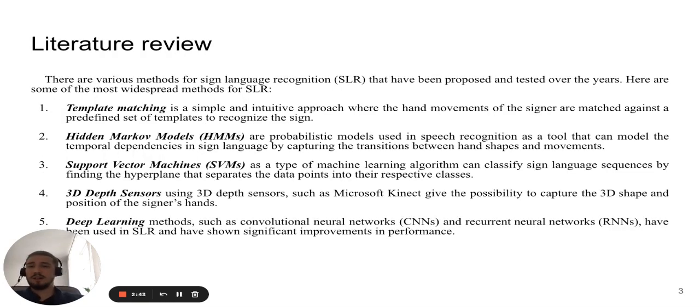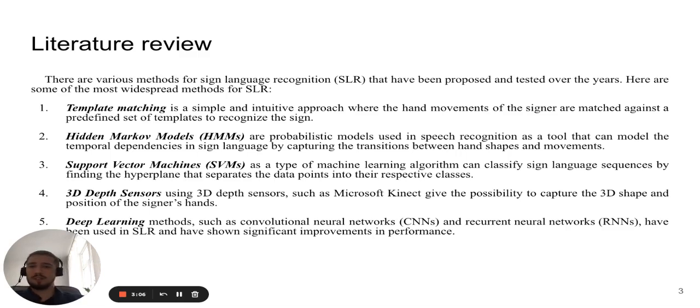So there are various methods for sign language recognition that have been proposed and tested over the years. Here are some of the most widespread methods for such systems. So the first one is template matching. It is a simple and intuitive approach where the hand movements of the signers are matched against a predefined set of templates to recognize the sign.